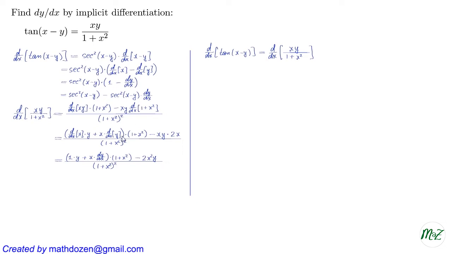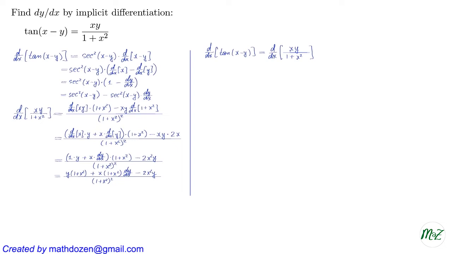So moving on, we see that derivative of x with respect to x is 1. Derivative of y with respect to x is dy dx. So this is what we get. And then again, it's beneficial to distribute 1 plus x squared over those two terms. And we arrive at expression y times 1 plus x squared plus x times 1 plus x squared times dy dx minus 2x squared y. All of that over 1 plus x squared quantity squared.